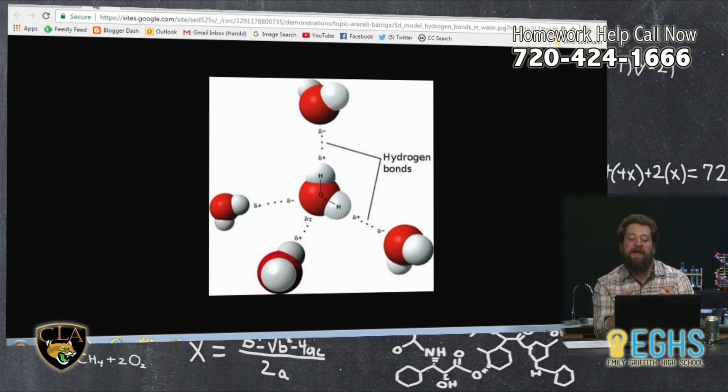It's essentially like a little magnet, and you can see here in this diagram we have the negative end of one oxygen attracted to the positive end of a hydrogen here, and that's continued throughout the diagram. These bonds between water molecules are referred to as hydrogen bonds. They're not as strong as the bonds that hold the hydrogen and oxygen to each other, but they're strong enough to do cohesion, which again is that property that we looked at.